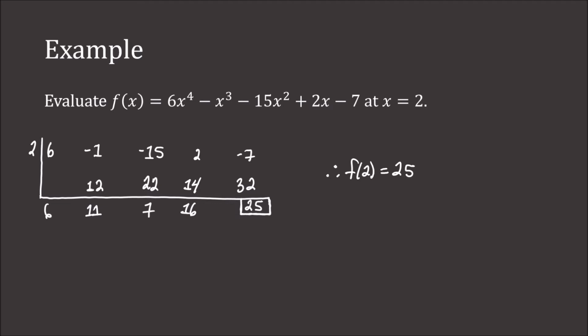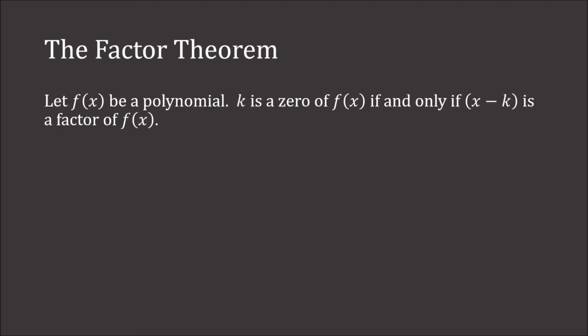Next up is the factor theorem, which says let f of x be a polynomial. k is a 0 of f of x if and only if x minus k is a factor of f of x.